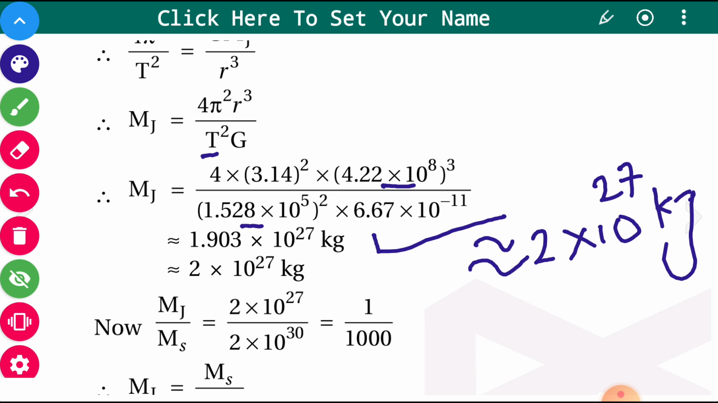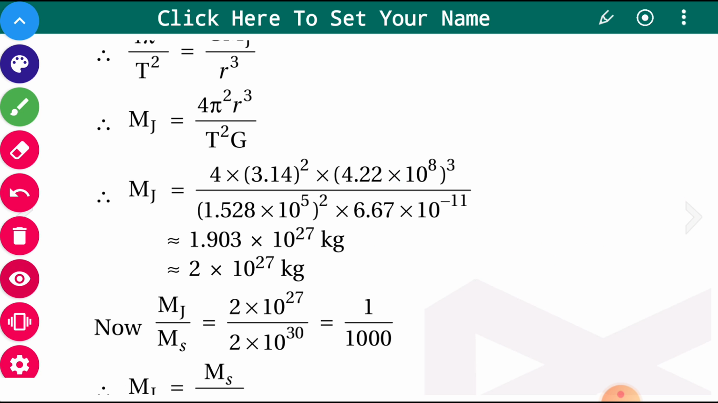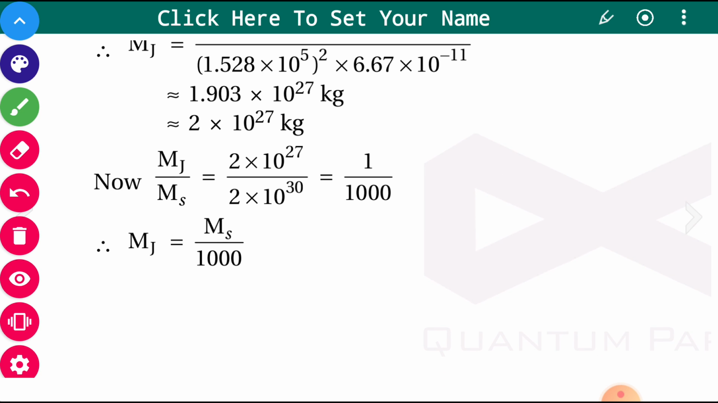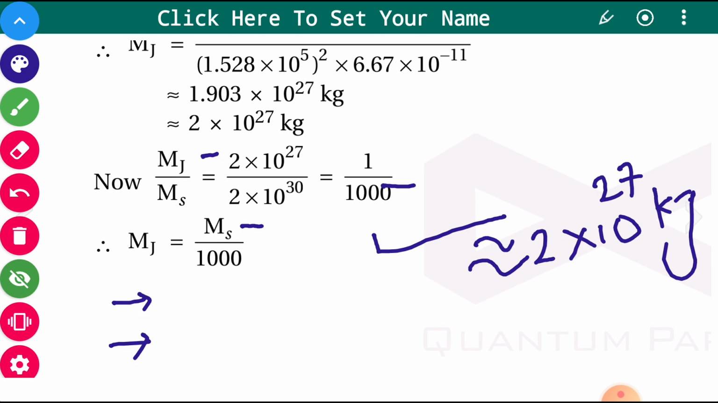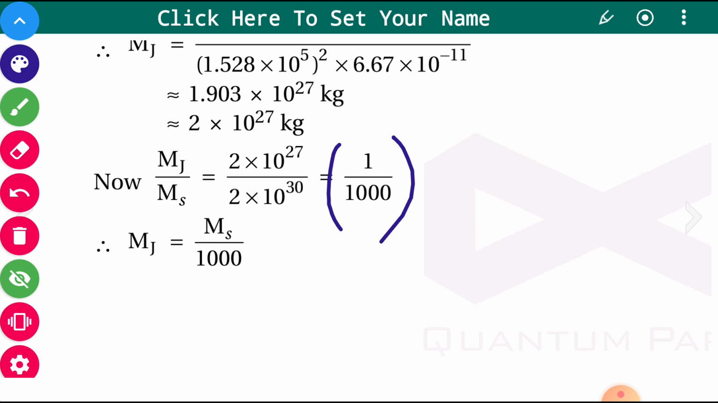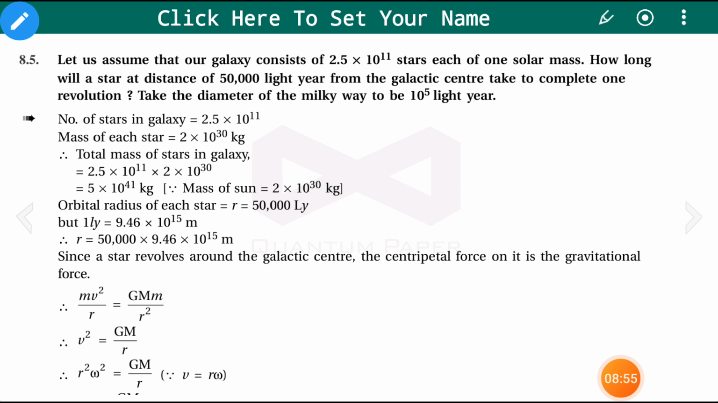Now if you take the mass of Jupiter upon the mass of the Sun, that ratio will give you 1 upon 1000. So we can say mj is equal to ms upon 1000, that is, the mass of Jupiter is the 1000th part of the mass of the Sun.